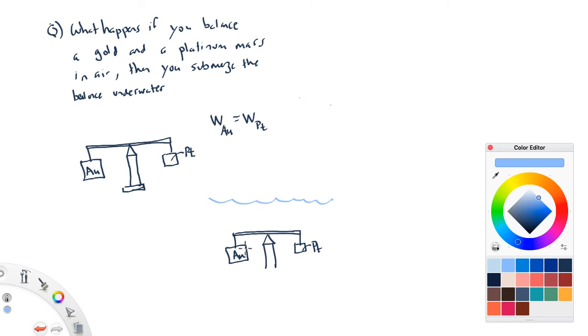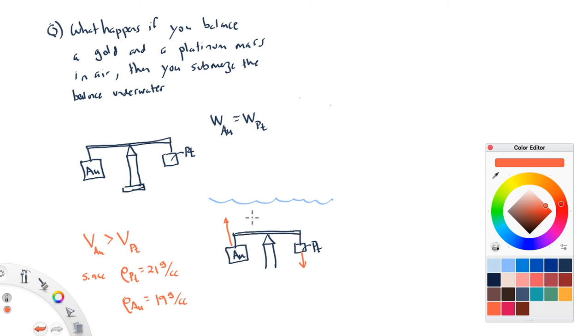Now, this side right here is going to move upward, and this side right here is going to move downward. Why do you think that is? Well, because the volume of the gold block is greater than the volume of the platinum block, right? That is because the density of the platinum is equal to about 21 grams per cubic centimeter, and the density of gold is about 19 grams per cubic centimeter. Since the platinum is more dense, it requires less platinum or less volume of platinum to balance gold.